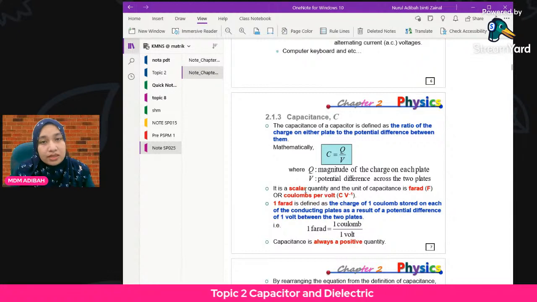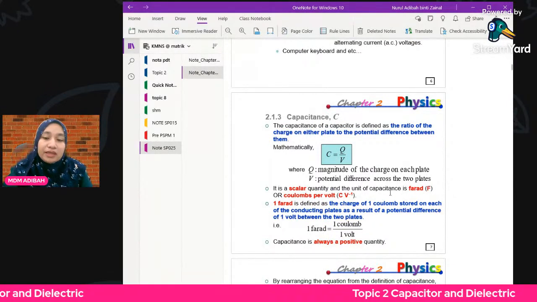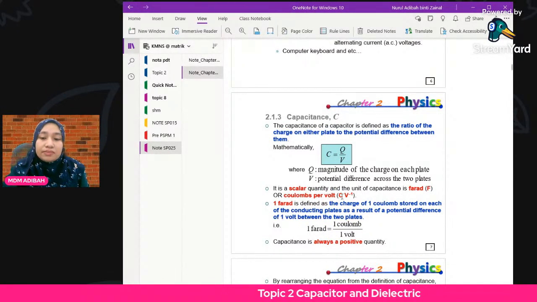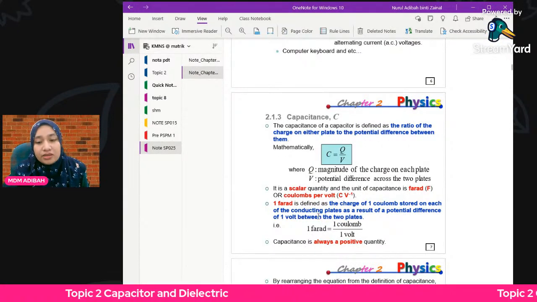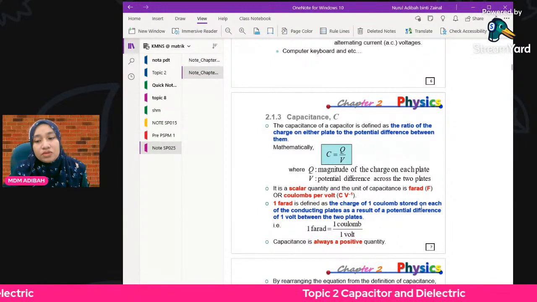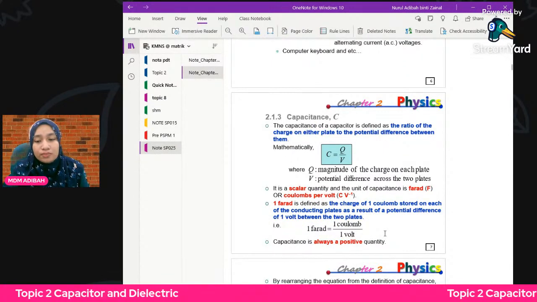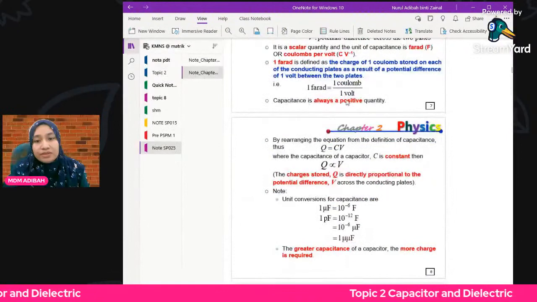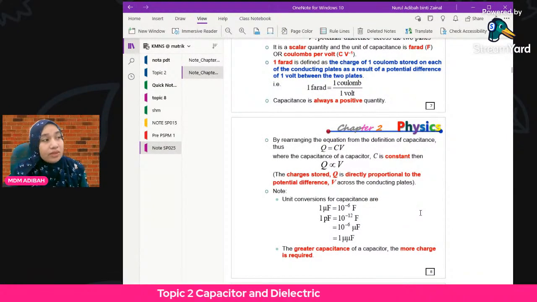It is a scalar quantity, and the unit for capacitance is the farad, capital F, or coulombs per volt, CV negative 1. Here is the definition: 1 farad is defined as a charge of 1 coulomb stored on each of the conducting plates as a result of a potential difference of 1 volt between the two plates. And capacitance is always a positive quantity, dan magnitude sahaja.